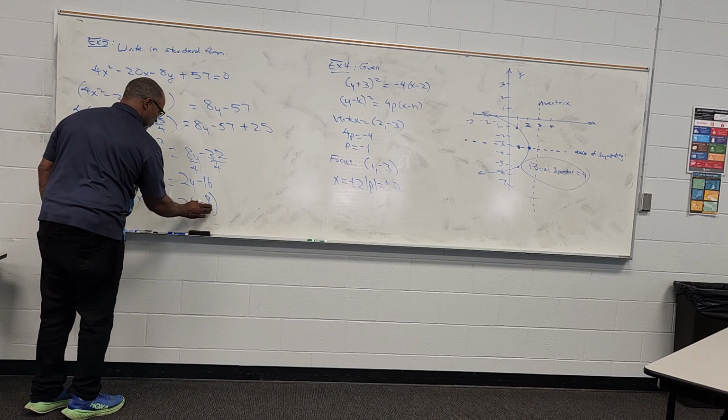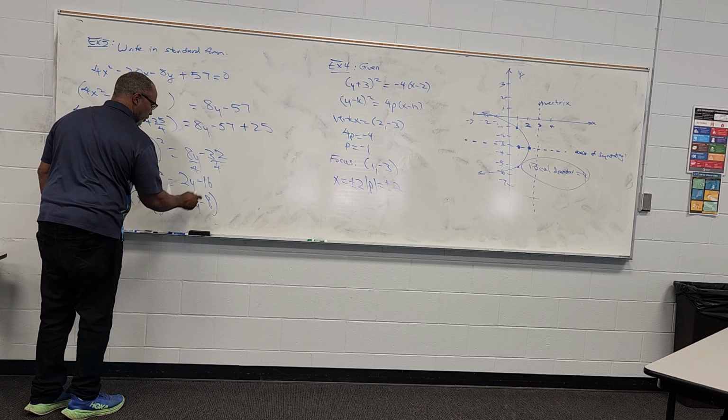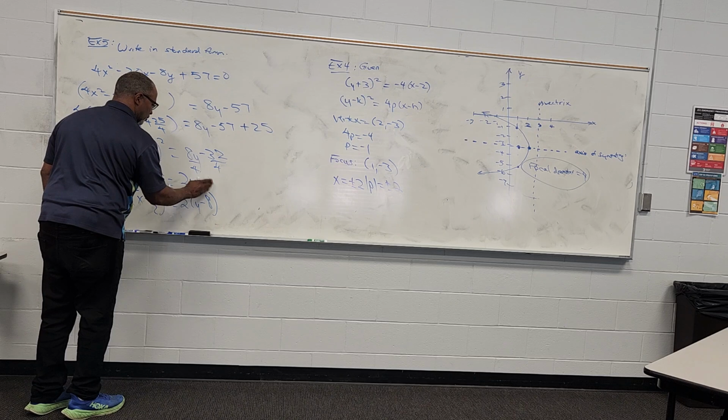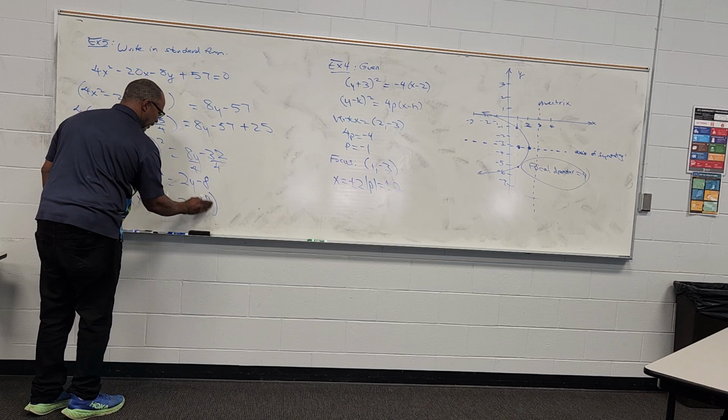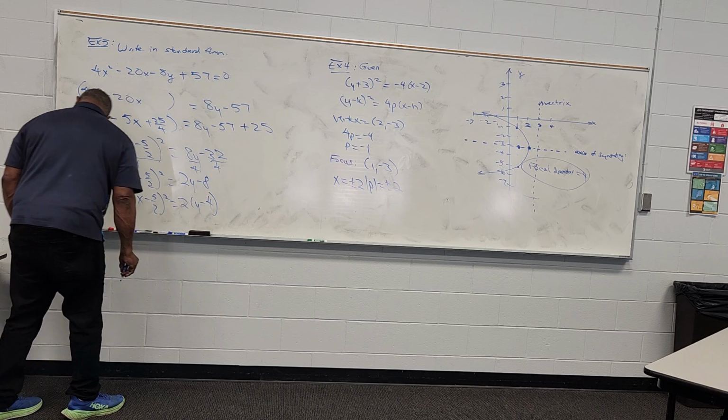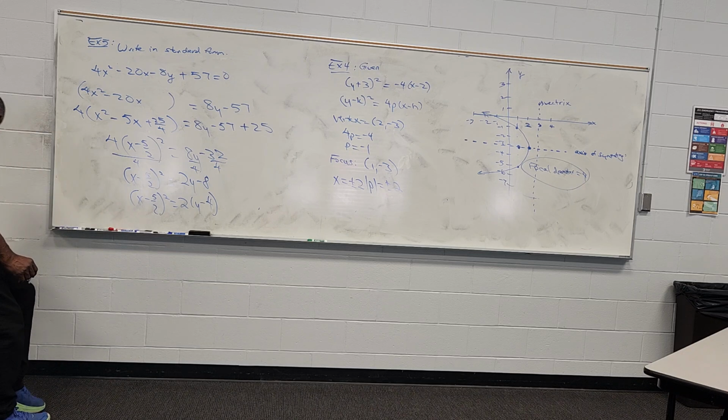And that's a 4. 32, 32 divided by 4, that was 8. I'm sorry. That was 8. Now that's a 4. That was 8. 8y minus 32. Yes, yes.